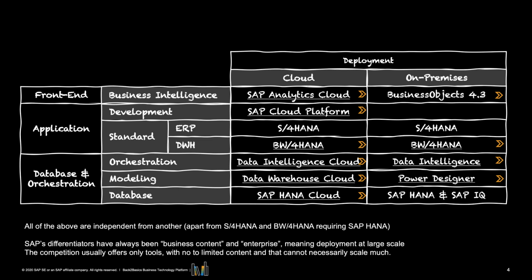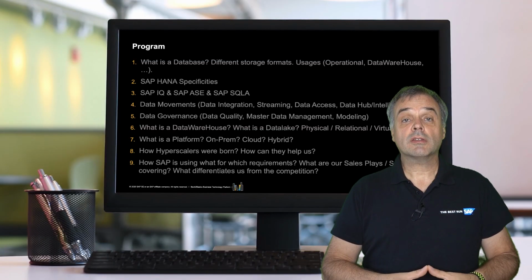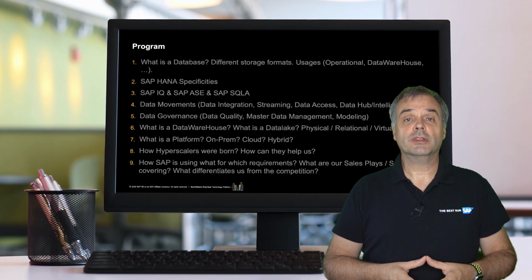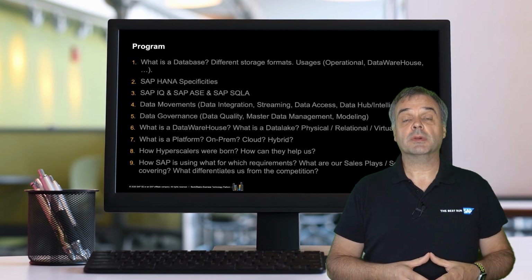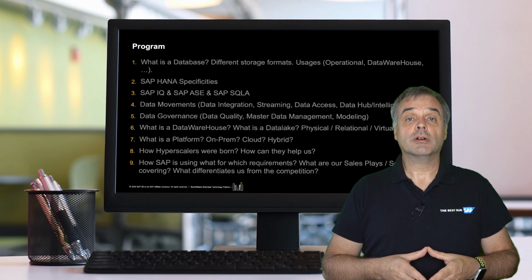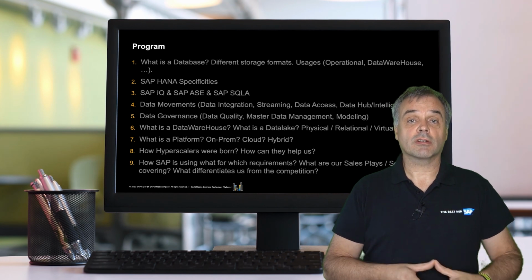SAP always offers business content with the applications and with the modeling. And SAP always thinks enterprise, meaning that those solutions can be deployed for very small companies to very, very, very large companies. Now that we know a little bit more about the solutions and the types of deployment, I will see you next time in episode 9a, in which we will see them with an angle of the technologies.